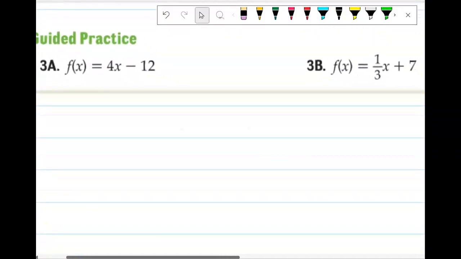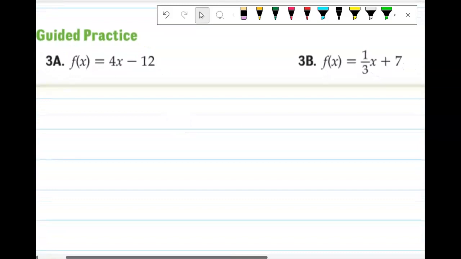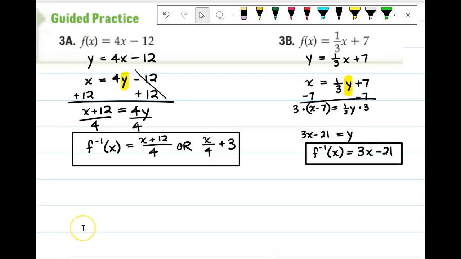Pause the video and try 3a and 3b on your own, and then check your answer, please. Hopefully you got these same answers, that f inverse of x equals 3x minus 21 for the second one. For the first one, there's two different answer choices depending upon whether or not you split the fraction into two fractions. Either answer would be acceptable.